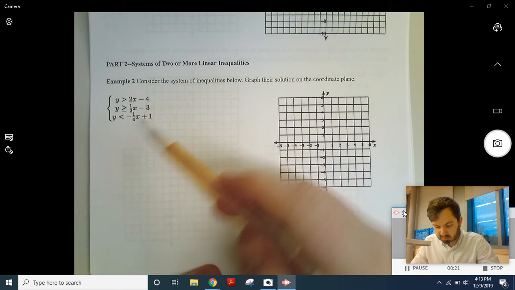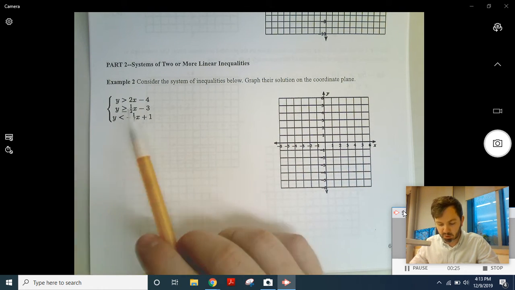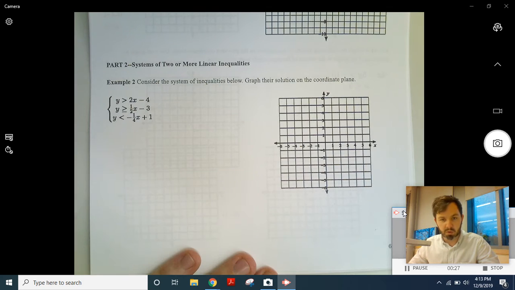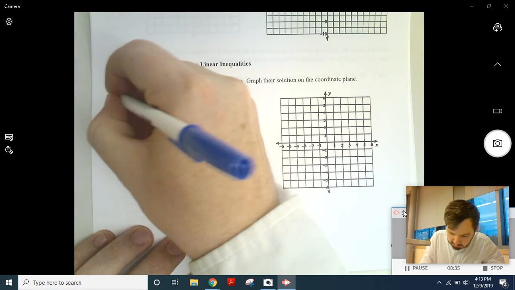This first one is actually really nice because it's already set up in y = mx + b form, slope-intercept form. So all of these are ready to be graphed. We don't have to do any algebra in terms of setting these up. So I'm going to do this first one in blue. I'm going to label this number 1.